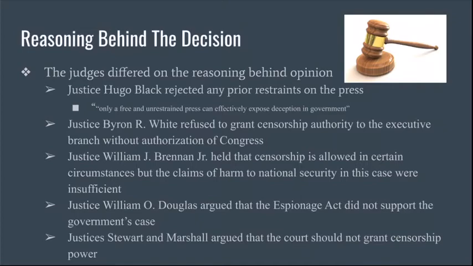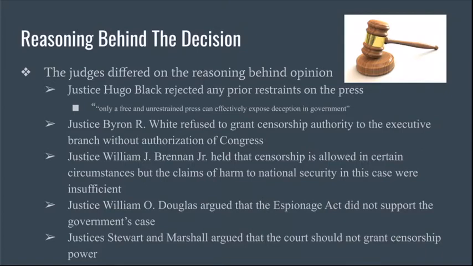The reasoning behind the decision was really unique because there were actually 9 different opinions on the case. Even within the majority opinion, there were basically 6 different opinions for their ruling. So, for example, Justice Hugo Black rejected any prior restraints on the press, and he stated that only a free and unrestrained press can effectively expose deception in the government.